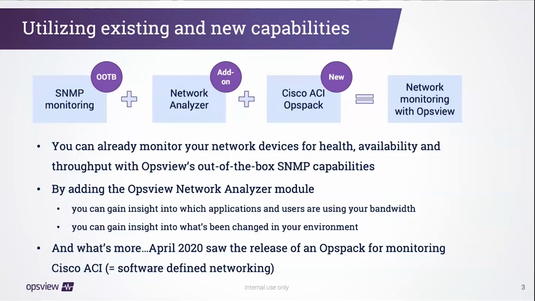Some of you also have the Network Analyzer module, and there are 2 parts to that, which Brent will show you in some detail: having a look inside applications and the actual network flow to see what's happening to that bandwidth that you're now stressing, and also configuration snapshots of your network environment. And never standing still, we've just released an Opspack for monitoring Cisco ACI, which is software-defined networking. So that's really at the front end of networking capabilities and monitoring. We'll step through each of these.